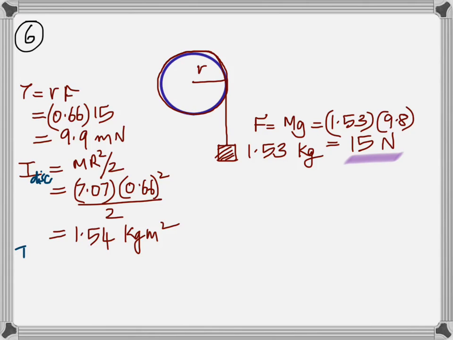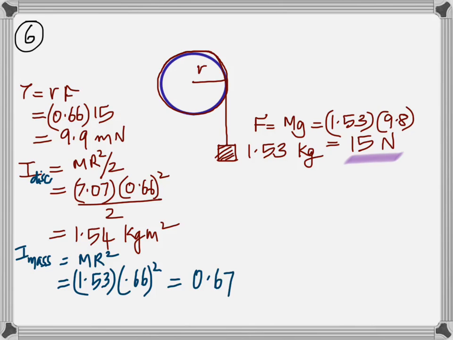But this, no, the hanging mass also has moment of inertia. I forgot that, so I had to bring it down. So you have to find the moment of inertia of the mass, which is mr squared, because for a particle, it's mr squared, isn't it? So 1.53 times 0.66 squared, which is the quantity that I first missed.